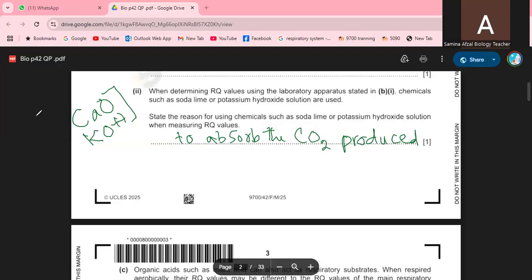To accurately measure the volume of oxygen consumed, we need to eliminate any change in volume due to the production of carbon dioxide. So we absorb the carbon dioxide, and then we can measure accurately the oxygen which has been consumed for respiration. By absorbing the carbon dioxide, any decrease in the gas volume within the respirometer is solely attributed to the consumption of oxygen. So in this way, we absorb the carbon dioxide produced.